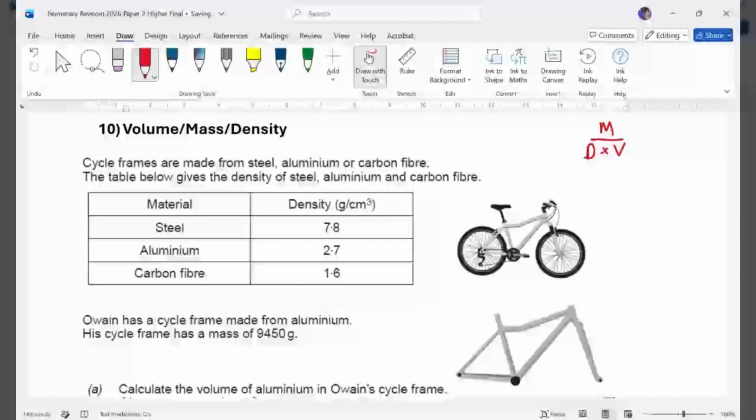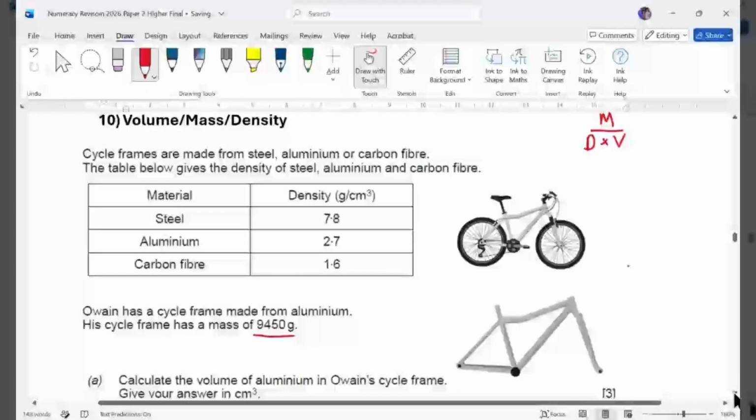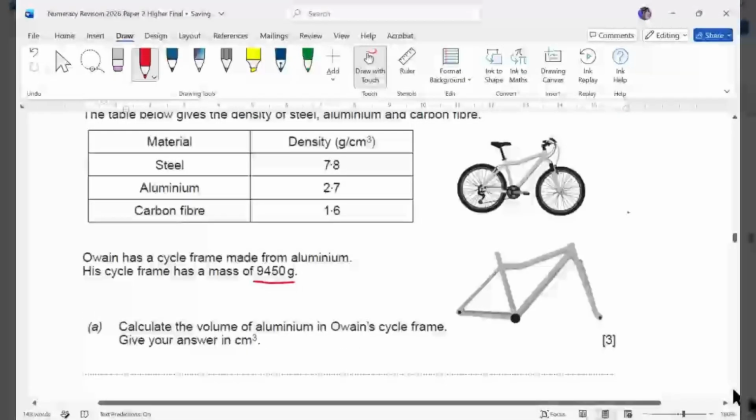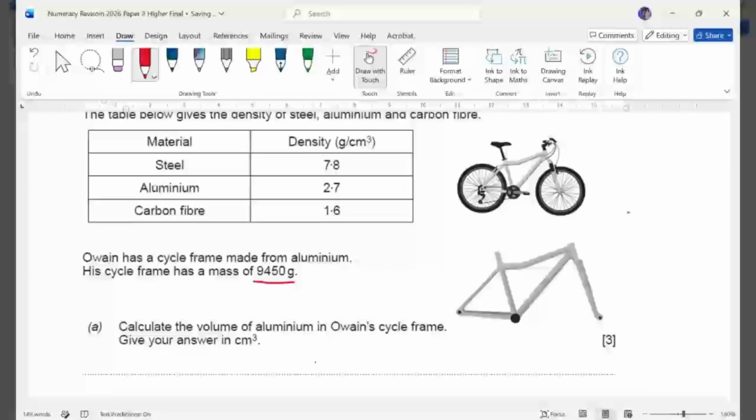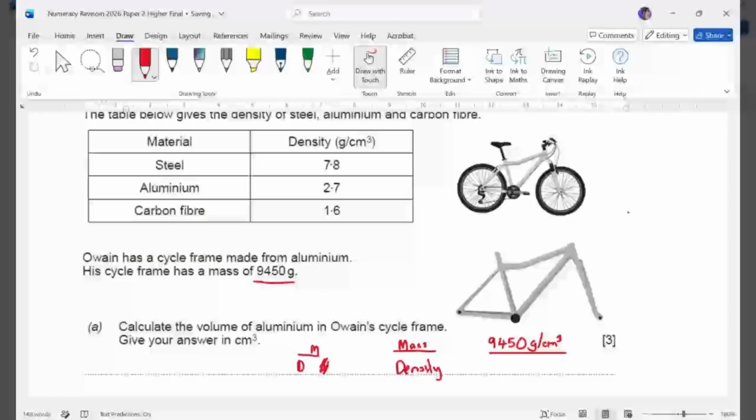So Owen has a cycle frame made from aluminium. His cycle frame has a mass of this. Calculate the volume of aluminium in Owen's cycle frame. So we want the volume. Let's have a little look again. Density, mass, volume. So for volume, it's mass over density. Now, because we're calculating the volume, it's mass over density, right? The mass, we're told, is 9,450 grams. Doesn't matter really about the unit there, as long as our units tie together. Divided by the density, well, we're using aluminium, so the density of aluminium is 2.7.